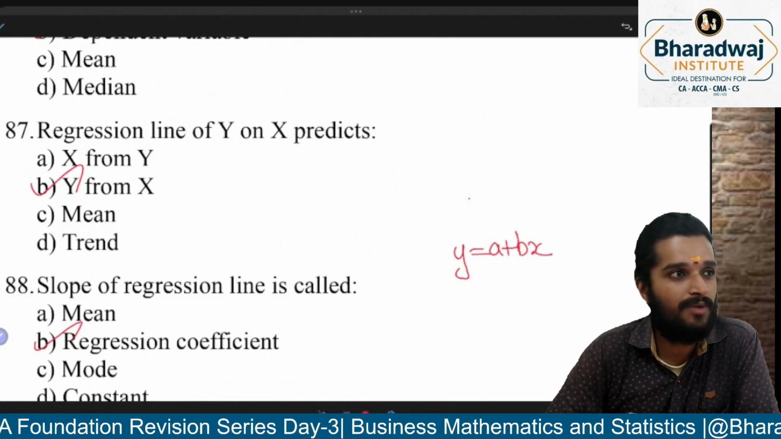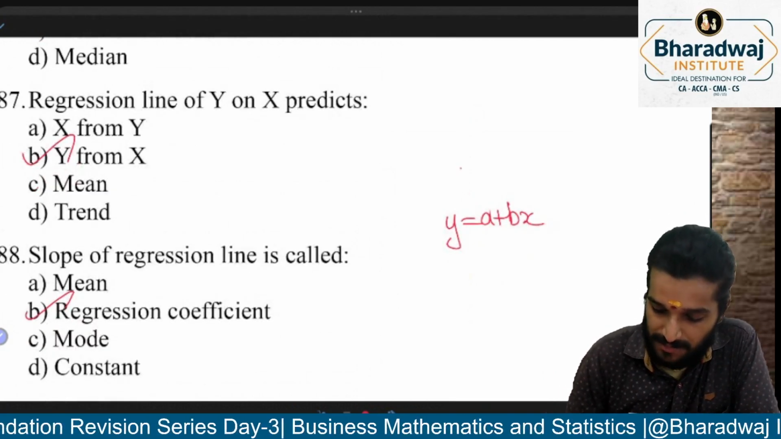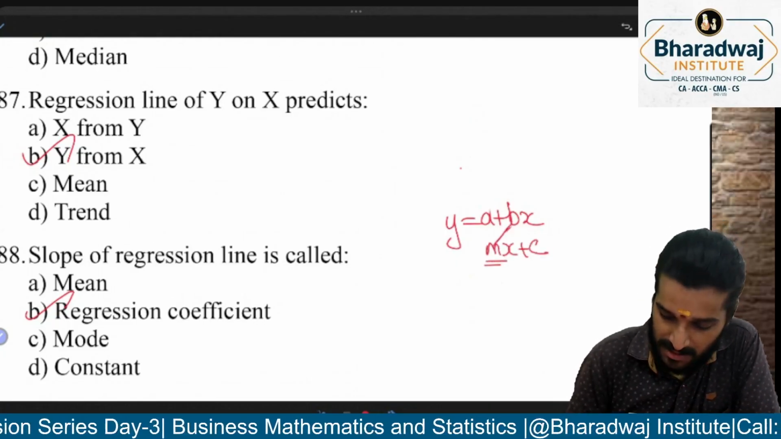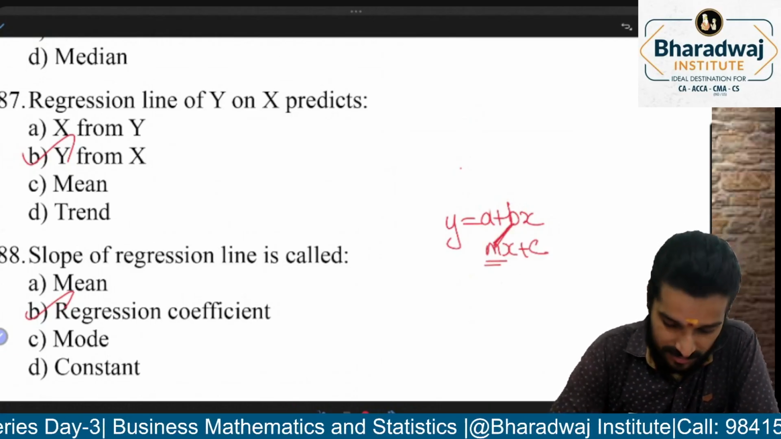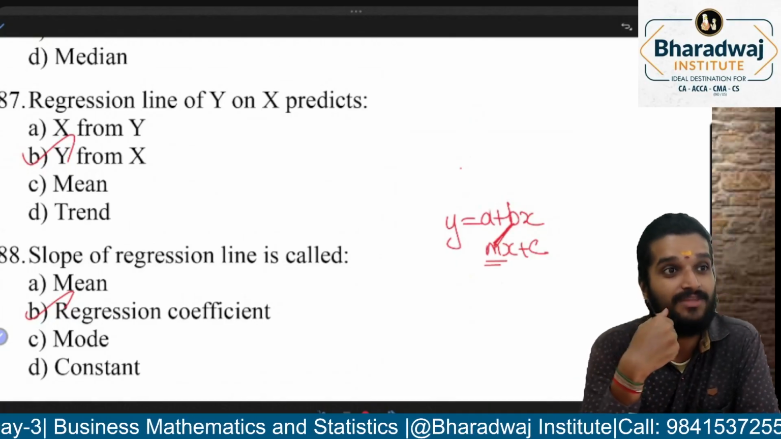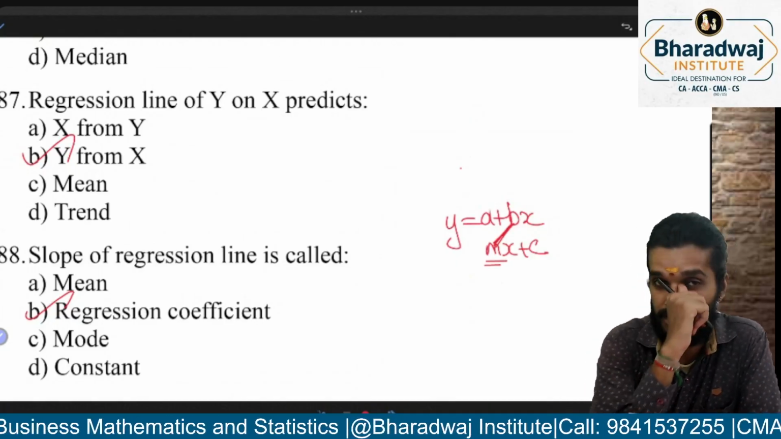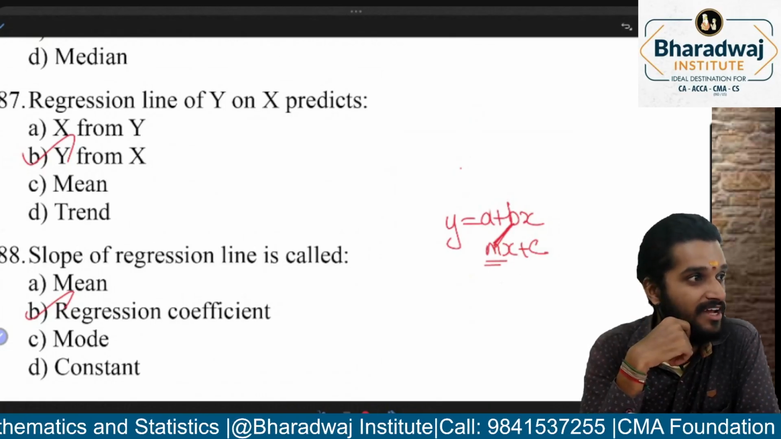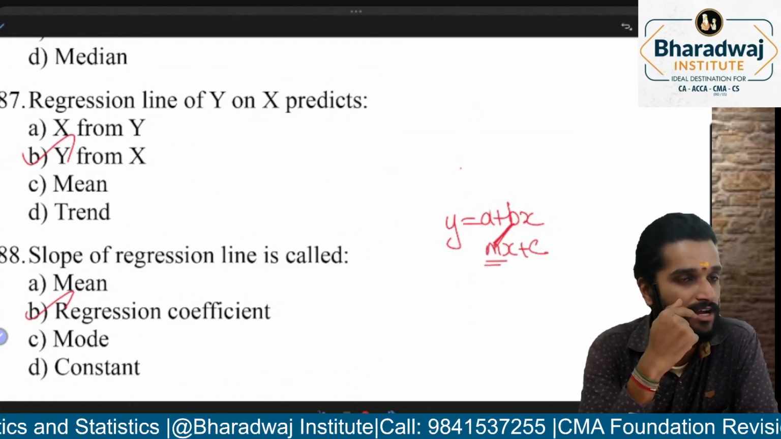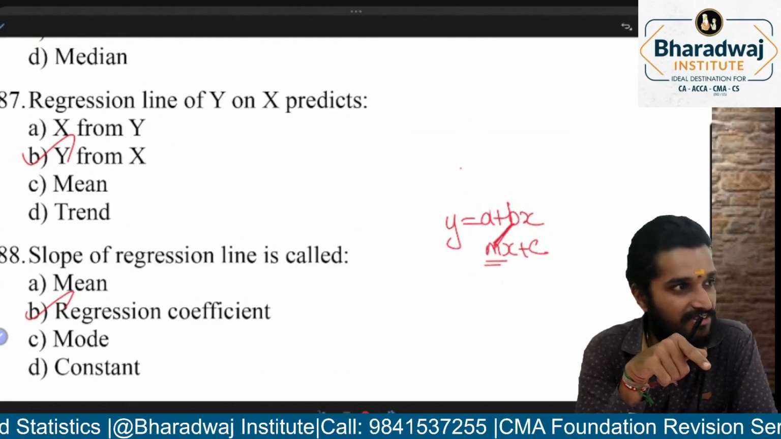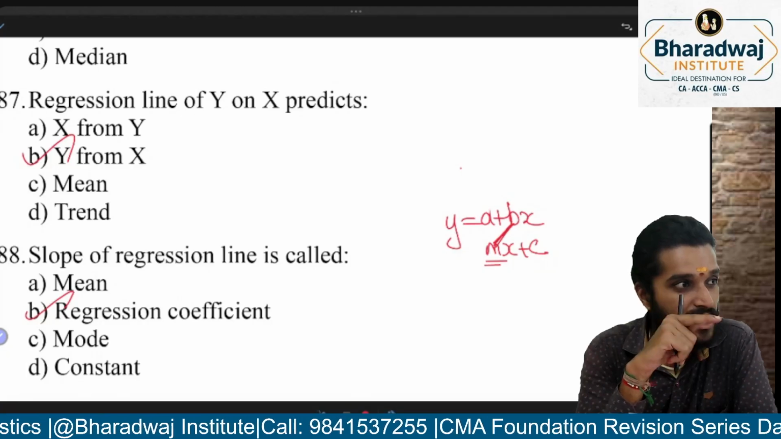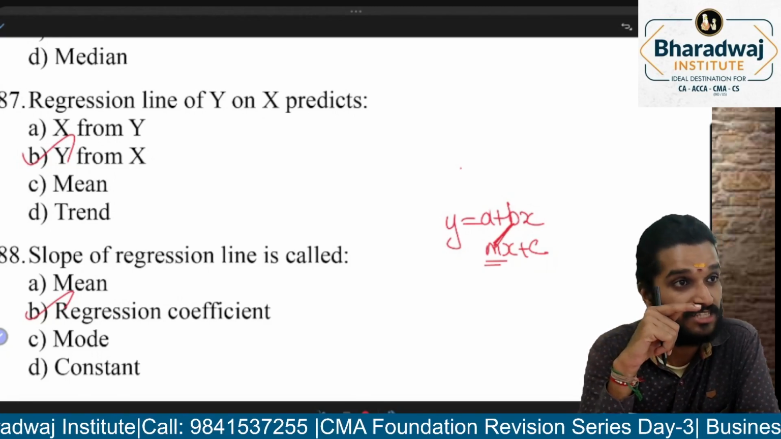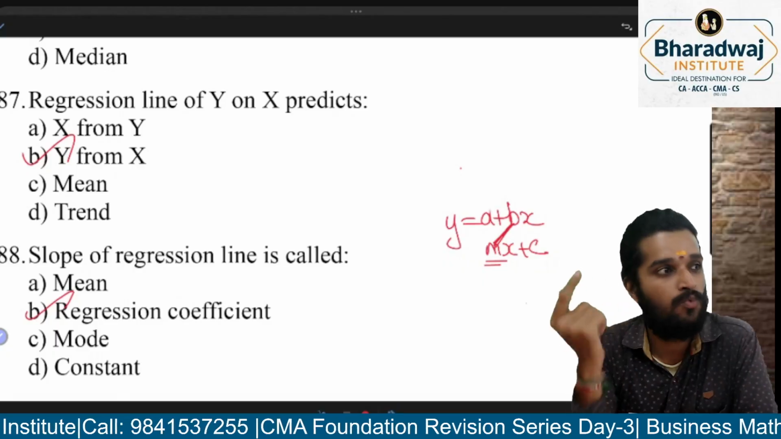In your lower standard you might have heard about the term y equal to mx plus c. That m is the slope of that line, that m is nothing but b. If you are interested, this regression coefficient is nothing but the first derivative of the entire line with respect to x or with respect to y. If you differentiate with respect to x, that is byx. If you differentiate with respect to y, that's bxy.